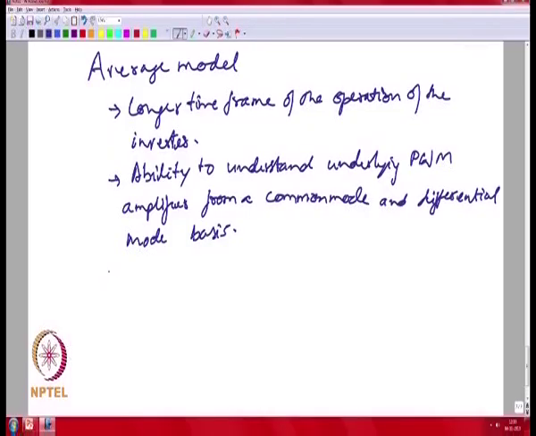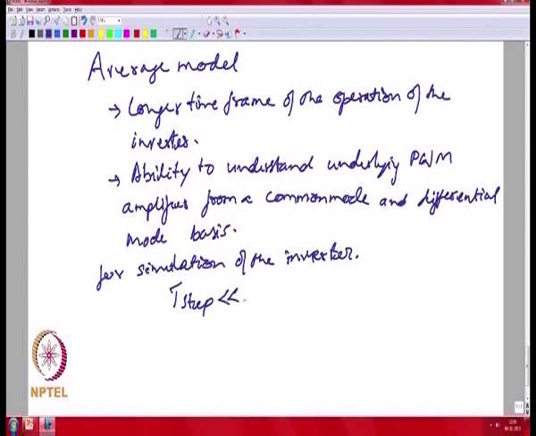If you look at the time steps that are used for computation of the inverter, say we consider a switching frequency of 10 kilohertz. You are considering a switching period of 100 microseconds. So you are talking about your time step to be much lesser than your TSW, your switching period.